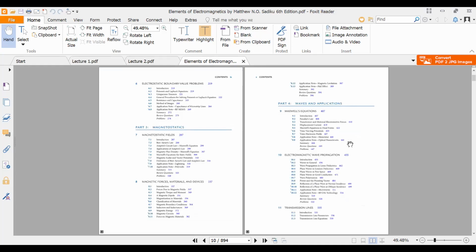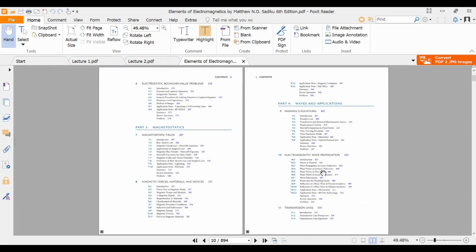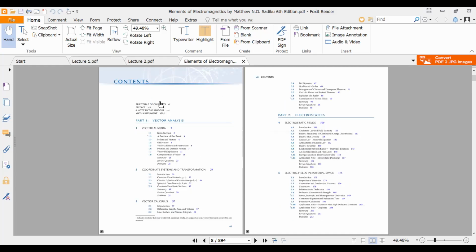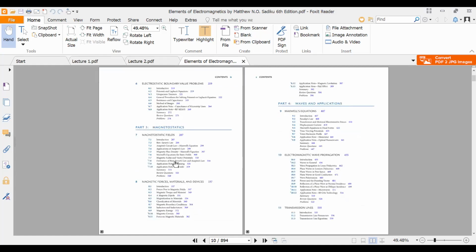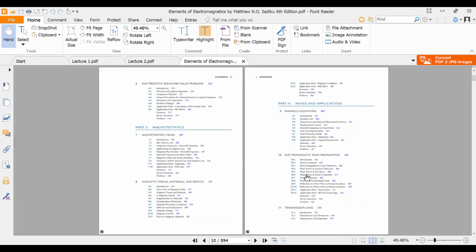So now we will start from here. Electrostatics. So chapters 4, 5, 6. These 3 chapters are based on electrostatics. Then we have 2 chapters, 7 and 8, on magnetostatics. Then we have the waves and applications, which is part 4, chapter 9 and chapter 10.